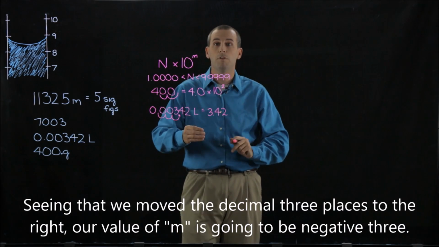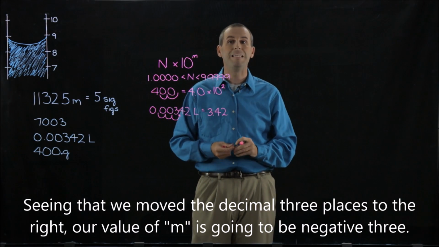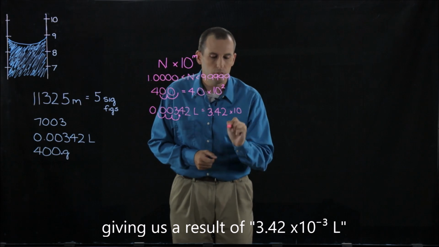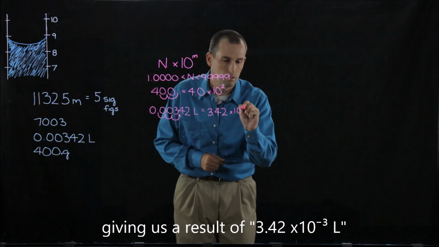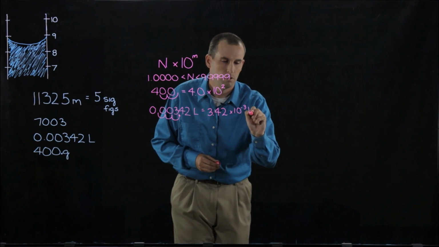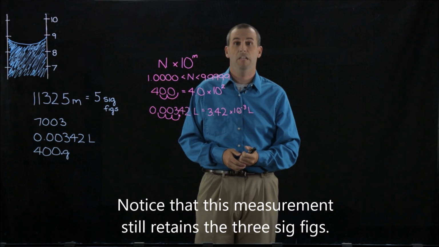Seeing that we have moved the decimal place 3 places to the right, our value of m is going to be -3, giving us a result of 3.42 times 10 to the -3rd liters. Notice that this measurement still retains the 3 sig figs.